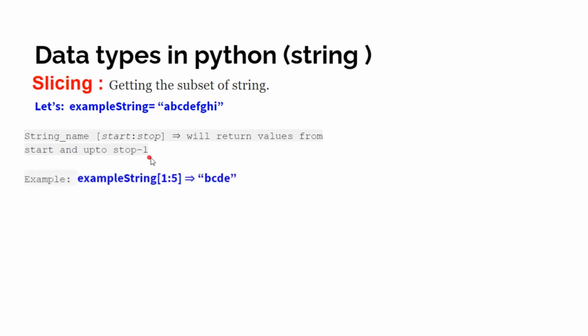Suppose we have a string, example string, ABCDEFGHI. If we write example string 1 to 5, then the value of start is 1, and the value of stop is 5. So we will get the values from 1 to stop minus 1, meaning 1 to 4. So we will get BCDE. You can see that at index 1 we have B, and then up to index 4, so B, C, D, and E.